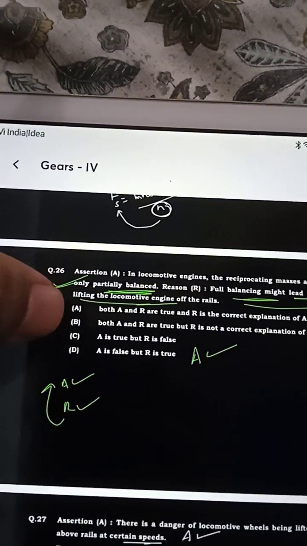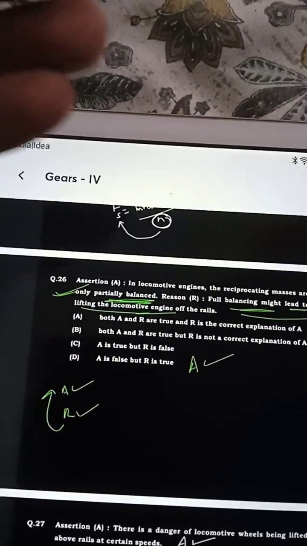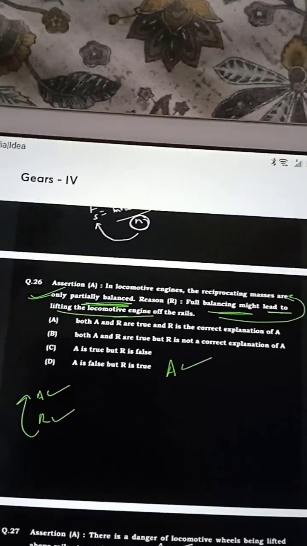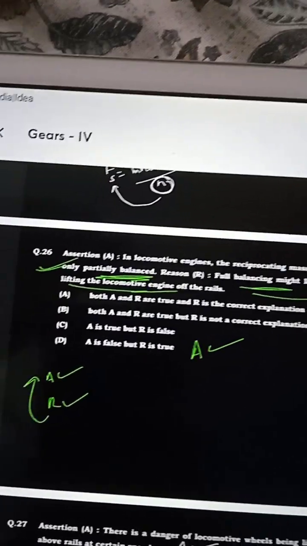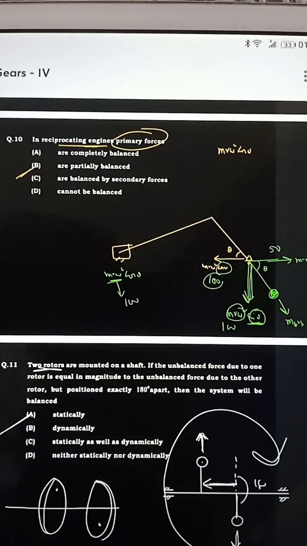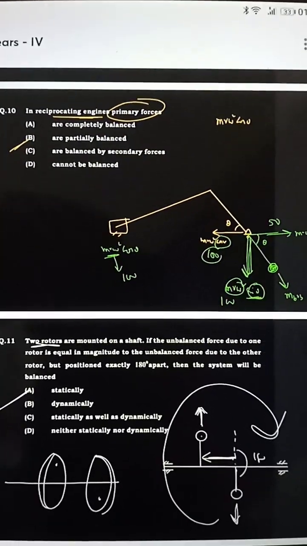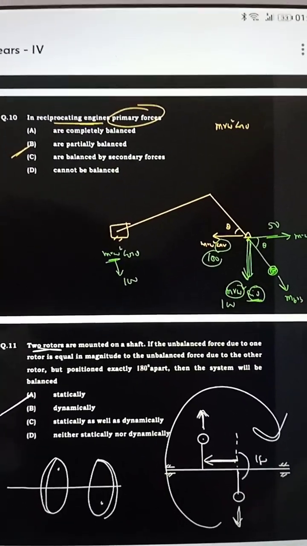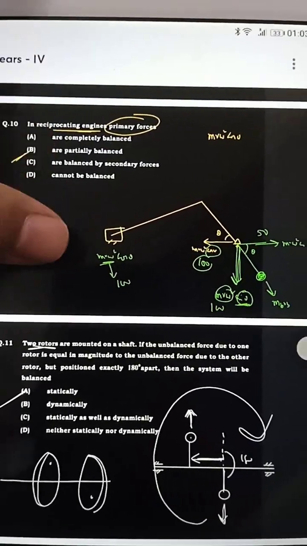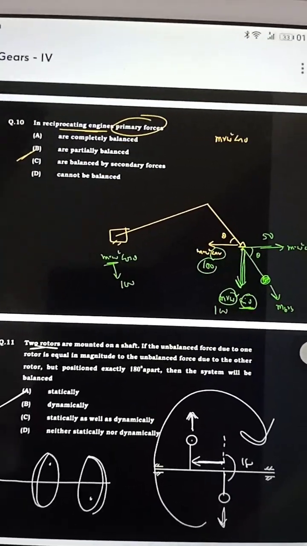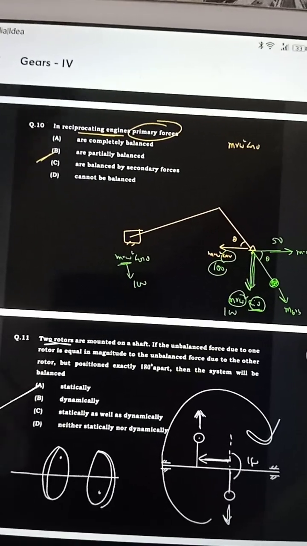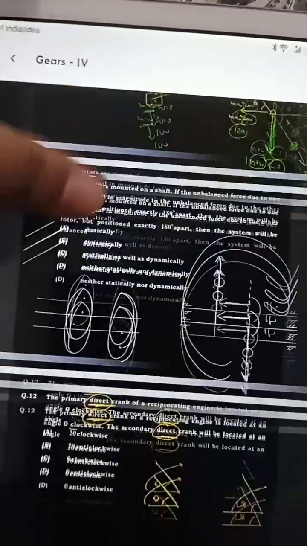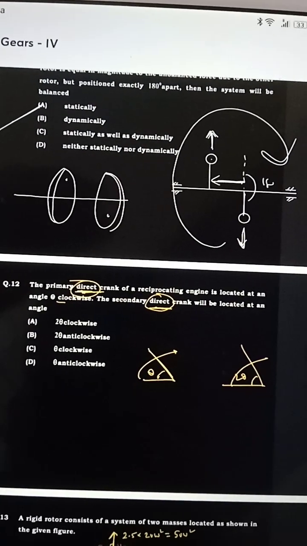Yeah, assertion and reason both are correct. Just now I told why we don't completely balance horizontal, why we do partial balancing only. This is the 11th question, which when revising you have to do it. I don't think it is too hard, and if you find it hard, see lecture 16th of Theory of Machines 2 by PK.